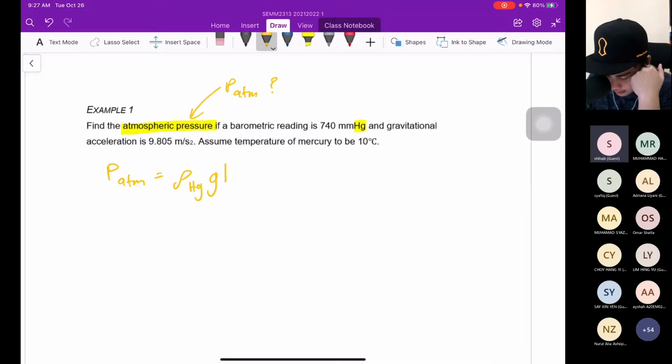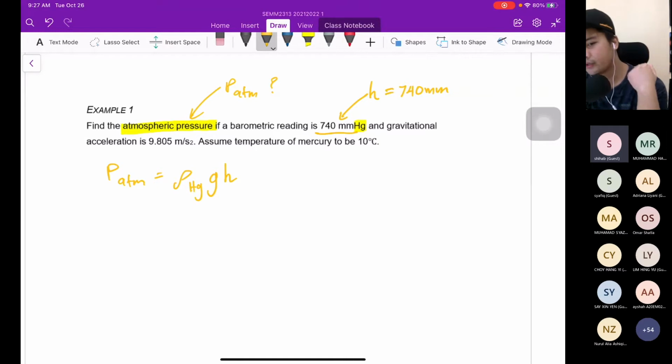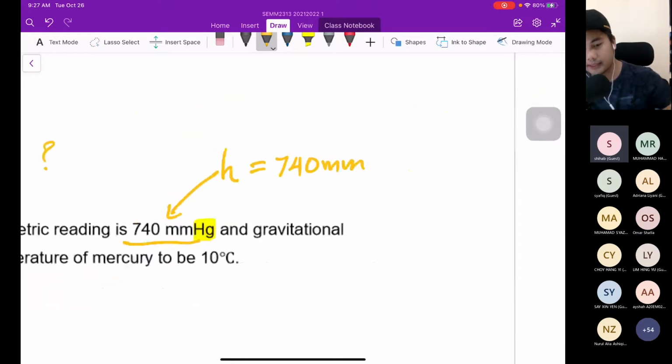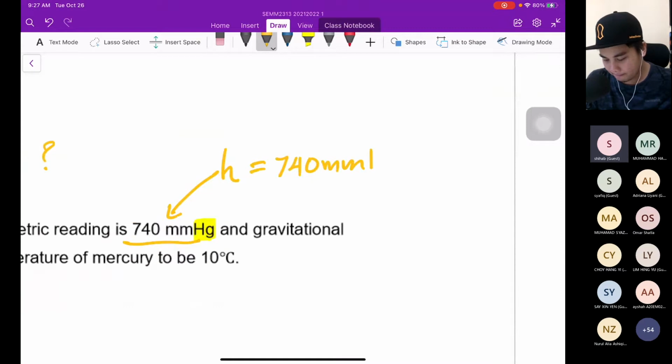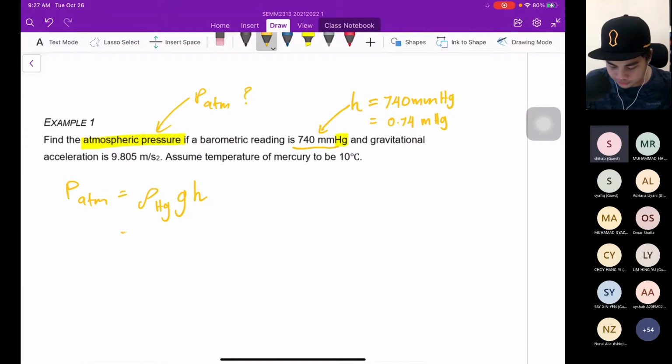Gravity and height. So what is height? This is height, but this height is in terms of millimeter. Okay, this is metric. Do you think this is the SI unit, millimeter? No. So what is the actual SI unit? Should be meter. Okay, meter. 0.74 meter Hg.